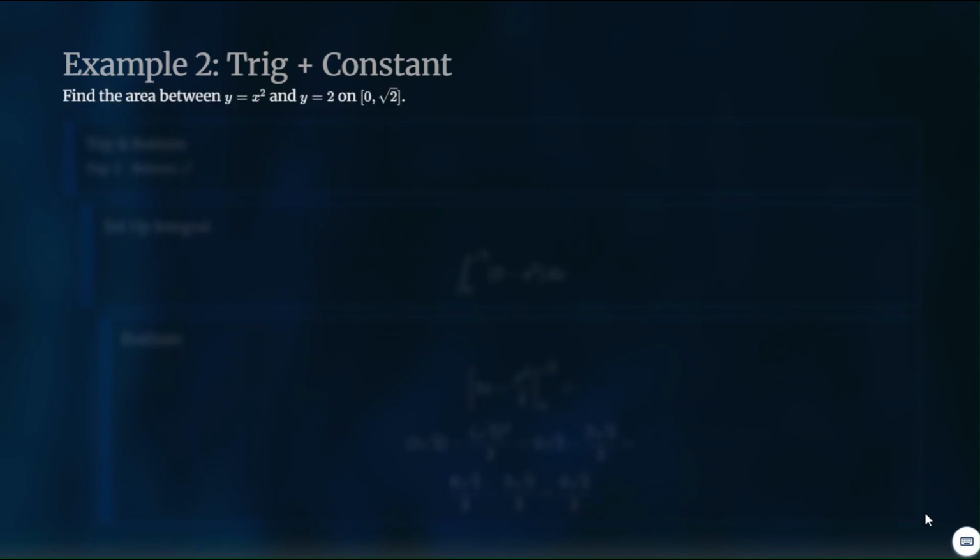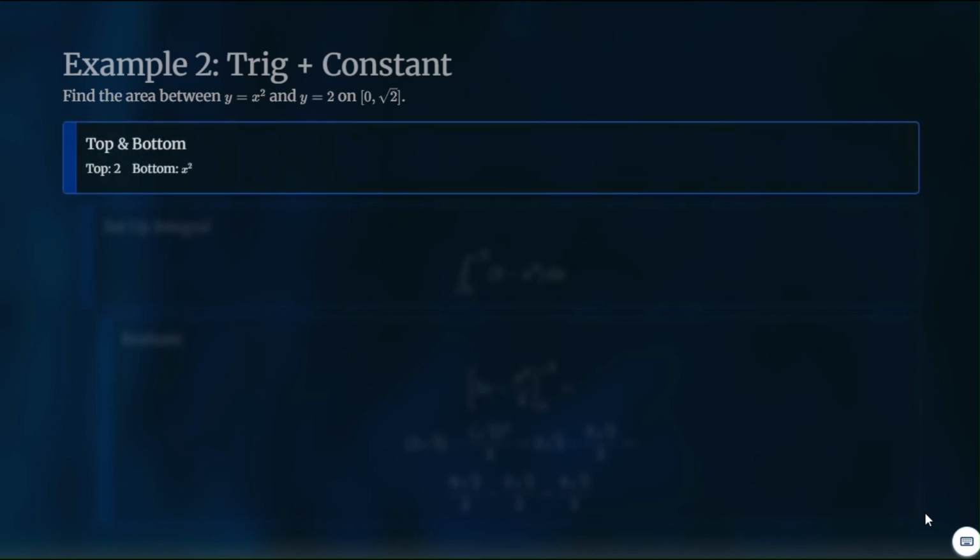Now, what if we want to find the area between y equals x squared and y equals 2 on the interval from 0 to square root of 2? If you don't have the graph, you can simply plug in a number on the interval into both functions in order to see which function has greater y values on that interval. In this case, x squared will always be less than 2 on the interval from 0 to square root of 2. Therefore, the top function is y equals 2 and the bottom function is x squared.